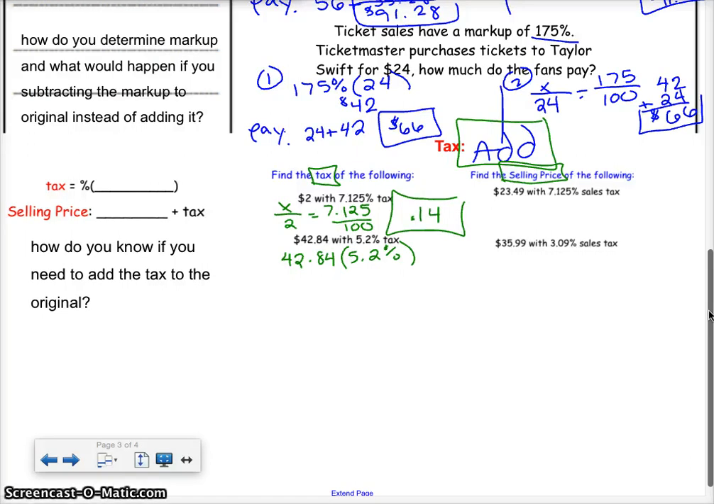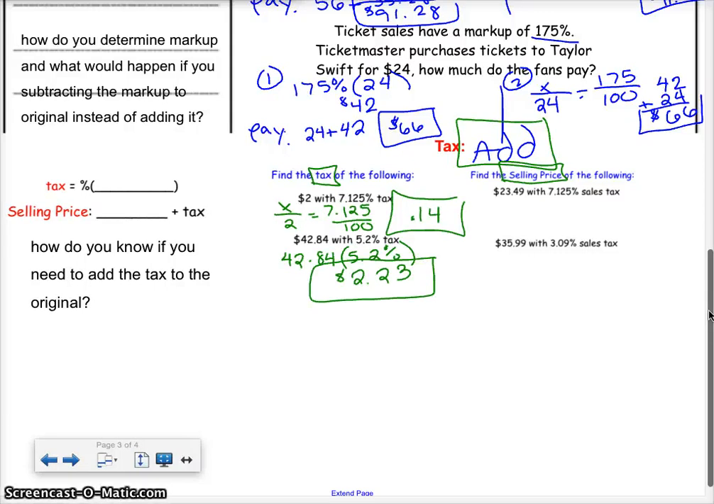So 5.2% times 42.84 is, oh, I get another big number I have to be careful over because we're talking money here. So it'd be 2 point what? 23, not 22. Yep, because that 7 told my 2 to scoot up to a 3. So here, this particular state would get $2.23 out of that purchase. Okay?